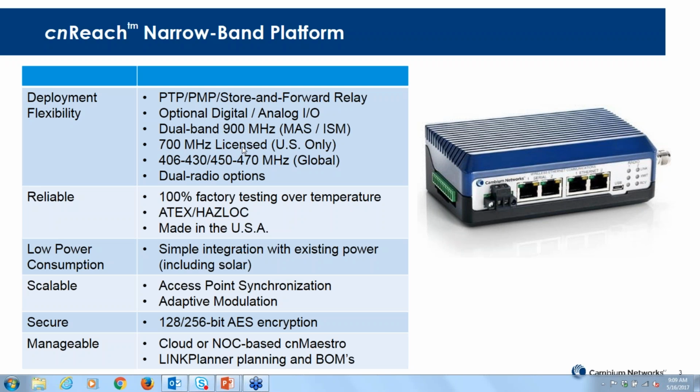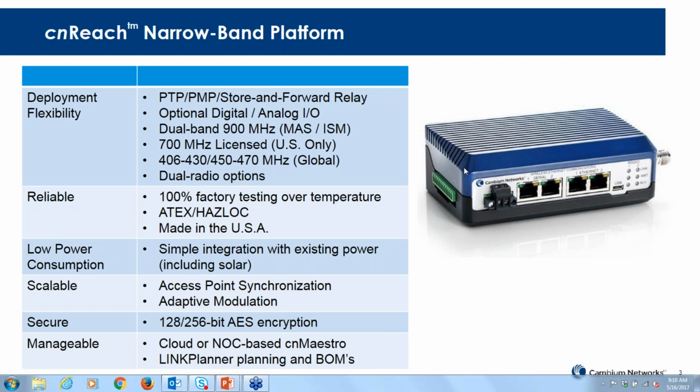It's available in the U.S. and the CALA region with 900 megahertz. 900 megahertz is also available in Australia, New Zealand, and some other places around the world. It's also available in the U.S. in 700 megahertz, which is a licensed spectrum, and then also in a 406 to 430 and 450 to 470 megahertz, which is available in many parts of the world. Different slices of that are available, and we're starting to ship that here at the end of this month.